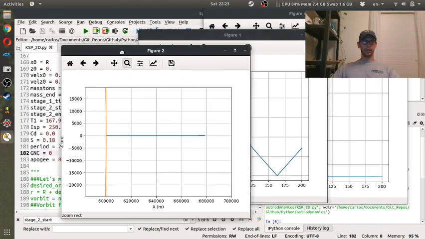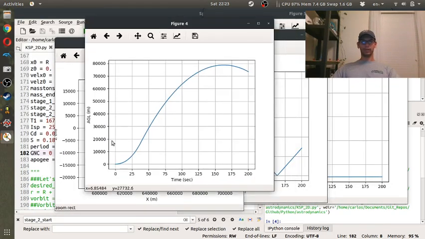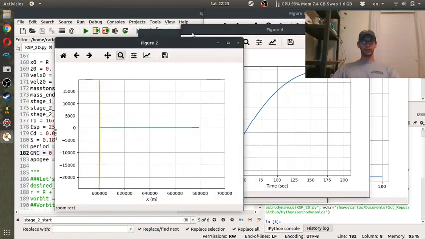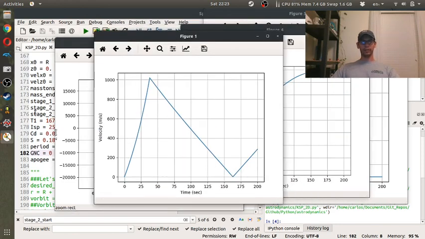And if I look at, where's my altitude plot? There it is. So there's my altitude, comes up here. So right here is apogee at around 160 seconds. And right there, 160 seconds is apogee.